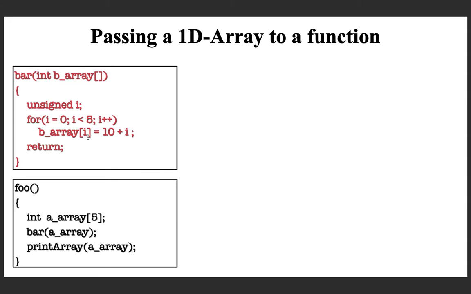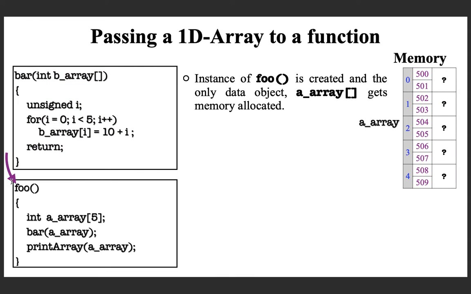That's it. Now suppose this function is invoked during the execution of the program containing these functions. Maybe the main function is calling this. You know from the previous class that the moment this function is called, an instance of foo is created on the stack. So memory is allocated for the single data object of foo, which is this array with 5 locations in it. And assume that the memory is allocated like this. This is the first index, 2 bytes, second index, likewise it goes.